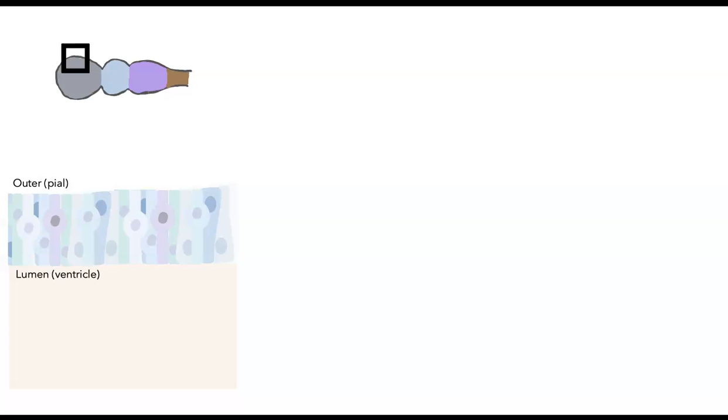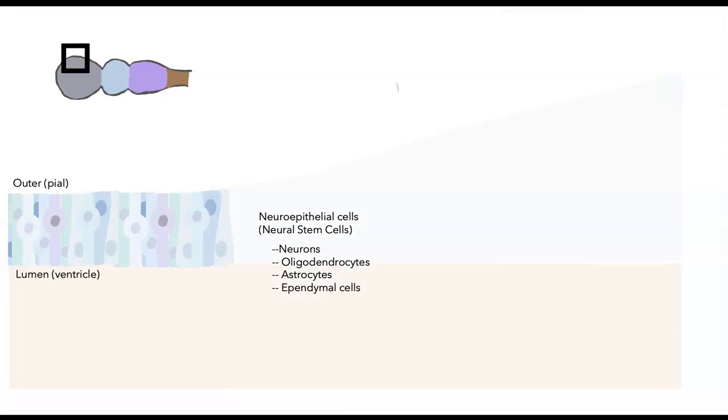And at this stage, when the neural tube is formed, there's really only one type of cell, and it's a single cell layer thick. These are called neuroepithelial cells, or neural stem cells. These are the cells that are going to give rise to all of the neurons in the brain, the 2 major classes of glia, oligodendrocytes and astrocytes, as well as the ependymal cells that will line the cerebrospinal fluid-filled cavities. Let me go ahead and draw what one of these neuroepithelial cells looks like.